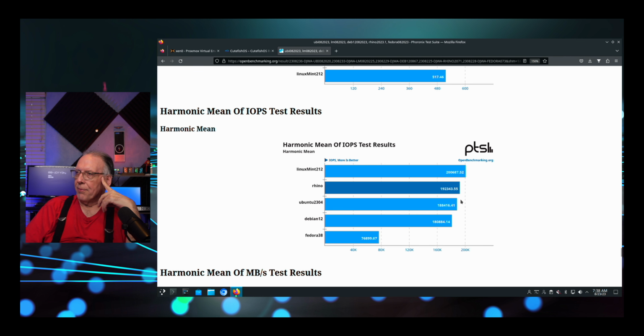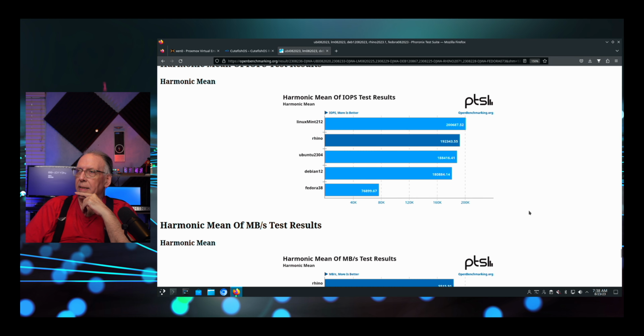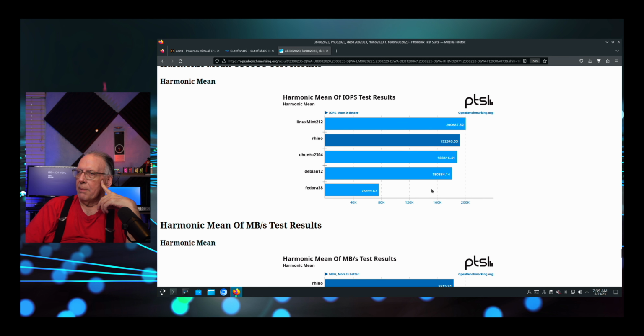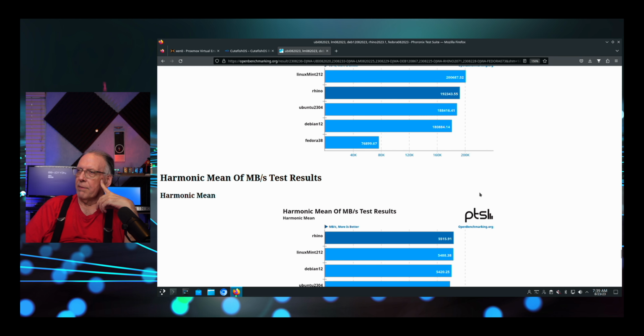This is the IOPS test, and here we start seeing some pretty large differences in the way the IOPS were felt in the system. These are measured mostly by FIO, but I think dbench also comes into play here as well. They don't really tell you that, but you can see that Linux Mint is the fastest as far as overall disk performance, followed by Rhino, and then Ubuntu, and then Debian, and then finally Fedora.